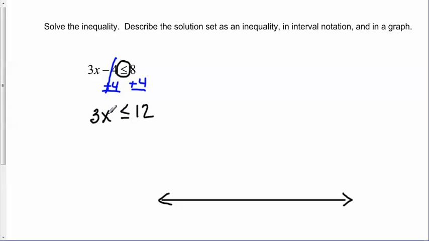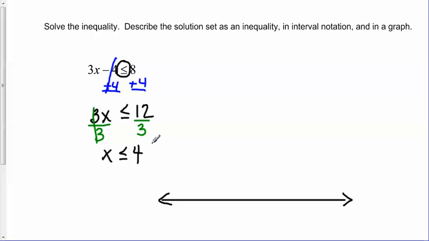Now, x isn't alone quite yet. We still need to get rid of this 3 because the 3 is attached by multiplying. We're going to divide both sides by 3. So divide the left side by 3 and the right side. Over here, the 3's are going to cancel out, and that's going to leave us with x is less than or equal to 4. 12 divided by 3 is 4. So this gives us our solution as an inequality.